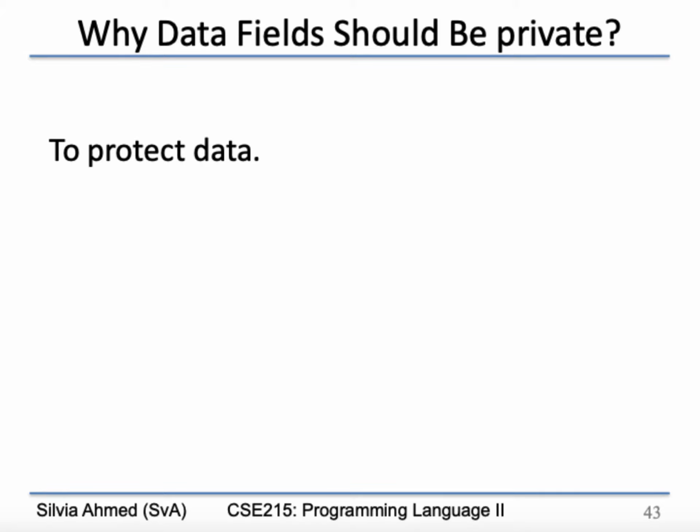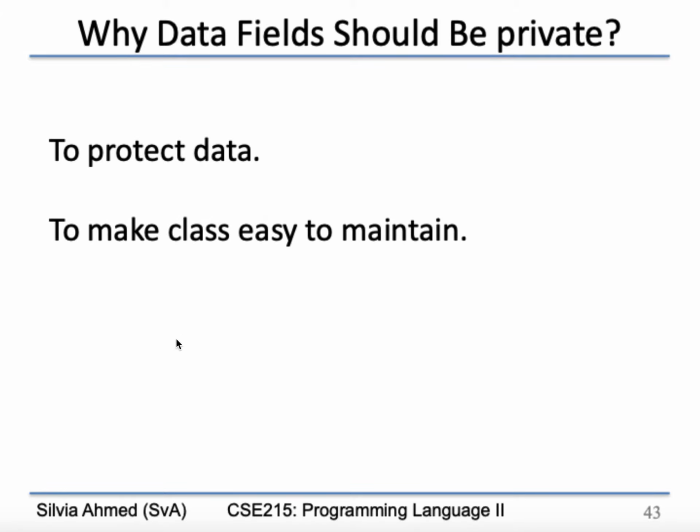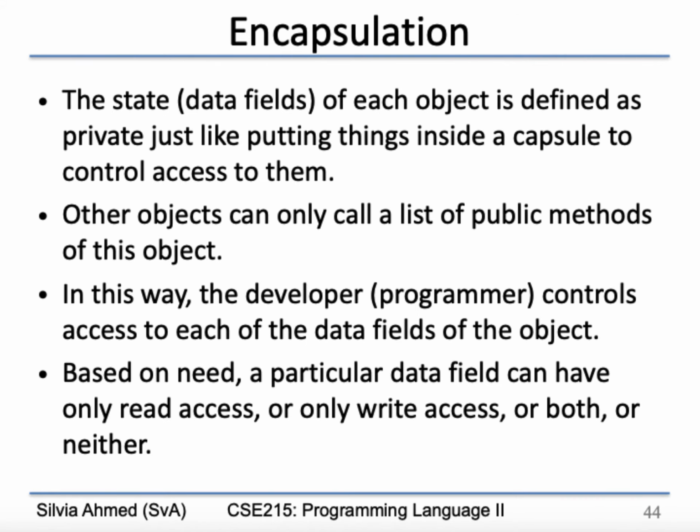In order to protect data and to make the class easy to maintain. That means a developer or programmer can decide which data field should be read by the user, which data field should be written by the user, and which data field should not be. So this is known as encapsulation, which is one of the primary pillars of object-oriented programming.